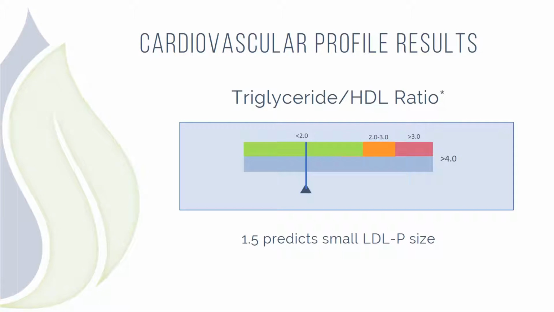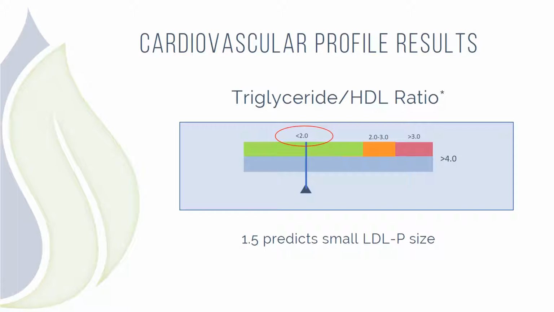The triglyceride to HDL ratio is another calculated ratio that we find to be very valuable. Values over 4 are considered to be laboratory high. But we've also found that setting the values lower is helpful. Our optimal zone is 2 or under, mildly elevated 2 to 3, and elevated greater than 3.